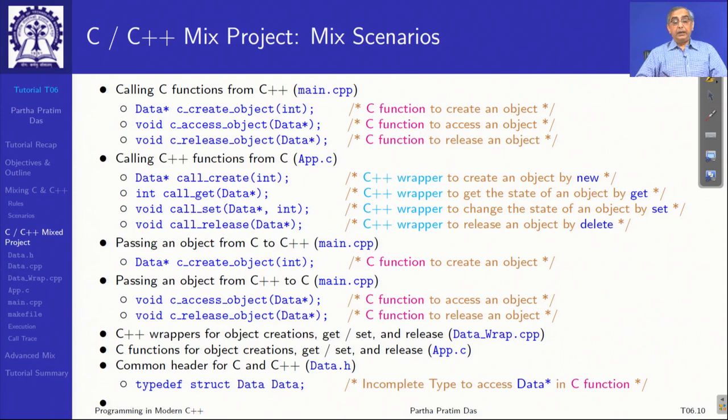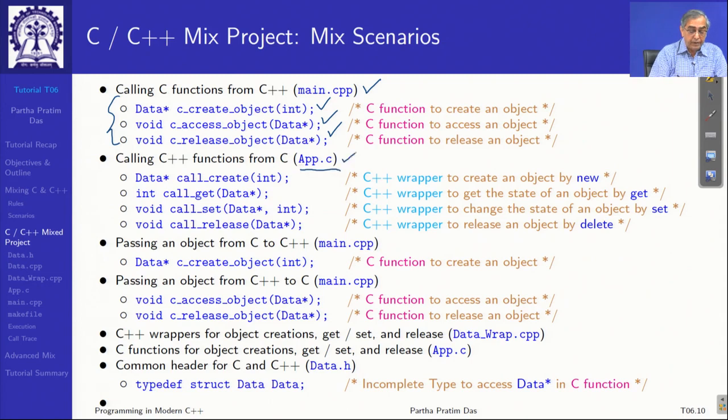So, here are the different main contents of different files. Main.cpp calls C functions from C++, because main has been compiled by C++. So, it is C++. What are the C functions it can call? I am taking the basic object usage model, that is, you need to create an object, you need to access an object, and finally, you need to release an object. If you can do this, then you can do everything else. So, three representative functions in C which main will be calling.